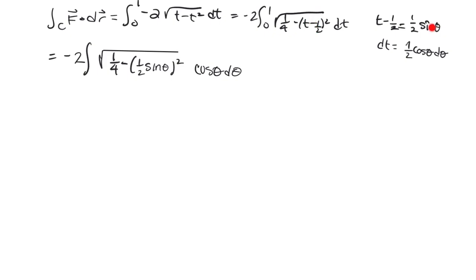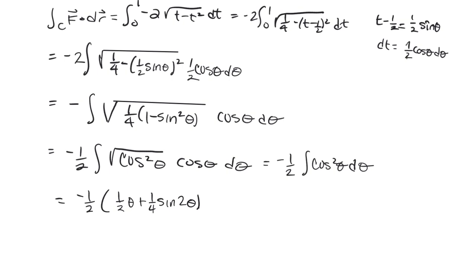So t minus 1/2 is 1/2 sine theta. So I have that squared. 1/4. dt is 1/2 cosine theta d theta. Right there. So go ahead and take the next step. Okay, here's what I have so far. You can follow it through. The 1/4 comes out as a 1/2. The 1/2 multiplies out with the 2. 1 minus sine squared is cosine squared. So I end up with a cosine times cosine, so cosine squared. I integrate cosine squared, which is 1/2 theta minus 1/4 sine of 2 theta.